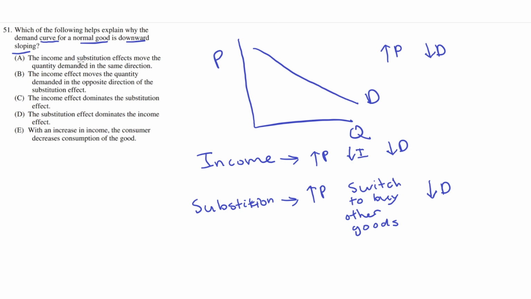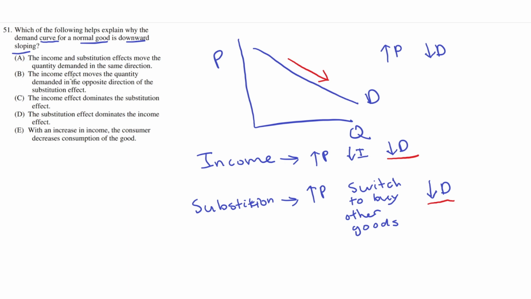A. Income and substitution effects move the quantity demanded in the same direction. This seems to be the correct answer because quantity demanded does move in the same direction based on the income and substitution effect, where as price increases, the quantity demanded decreases. They both go down, where demand goes down in this case and demand goes down in this case. So A seems to be the correct answer.